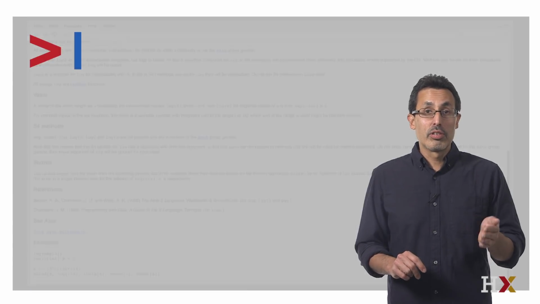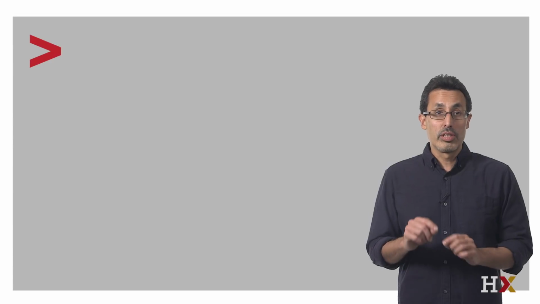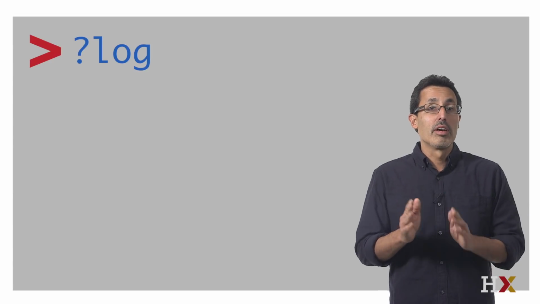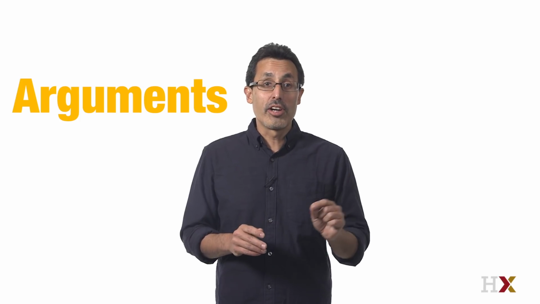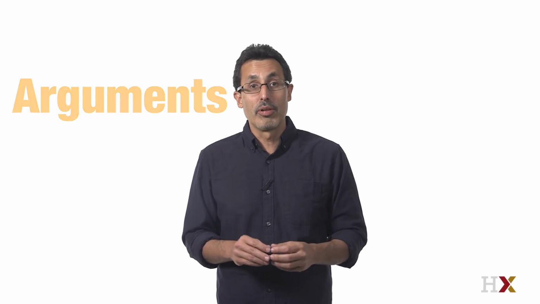For most functions, you can use a shorthand, which is the question mark followed by the function name, and that will show you the same help file. The help file will show you what the function is expecting. These are the arguments. We call these the arguments. For example, log expects an x, a value, and it also expects a base. You can see that from looking at the help file for log.